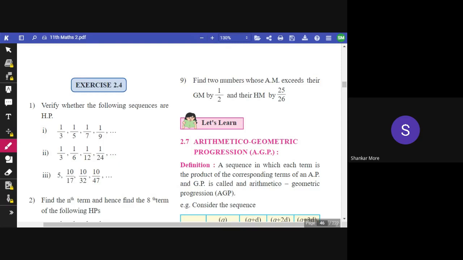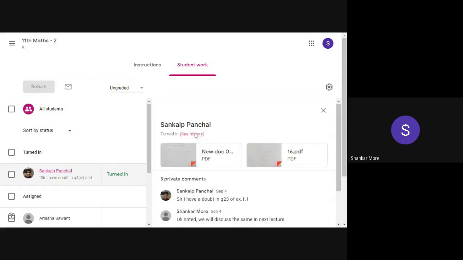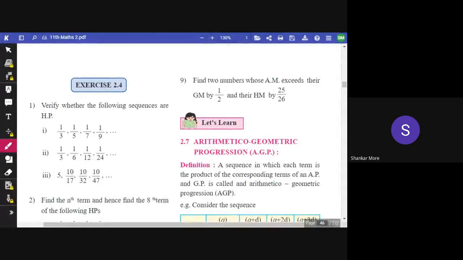If you have a doubt in a particular question, like Sankalp has placed in this question, see, Sankalp has written, sir, I have a doubt in question 23 of exercise 1.1. You have to write a private comment. If you have any kind of doubt, like how to use Google Classroom, you have to get it sorted out. You have to solve all those queries in this week.